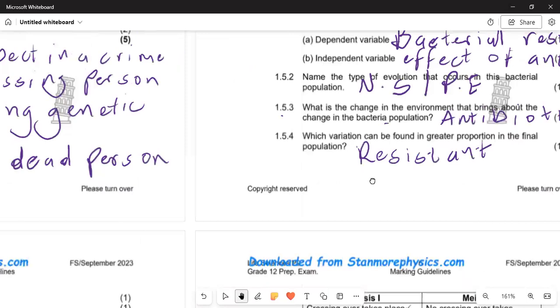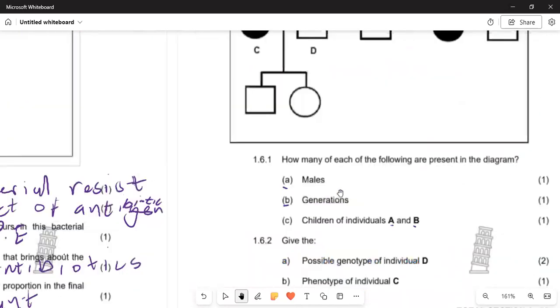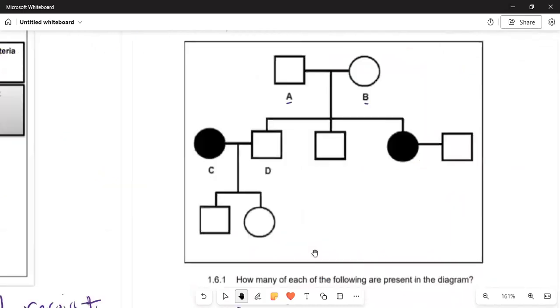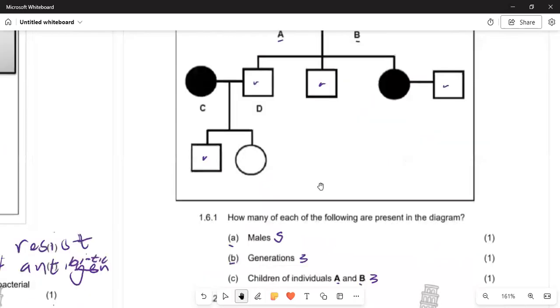So how do we get that? I want us to understand this concept. We are saying that males are 5, generations are 3, and the children are 3. How can we see that we have 5 males? By counting these. They represent males: that is 1 male, 2, 3, 4, and 5. So we've got 5 males in this diagram.